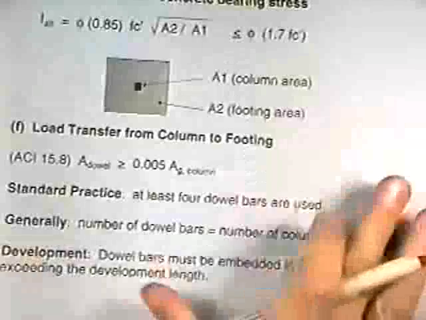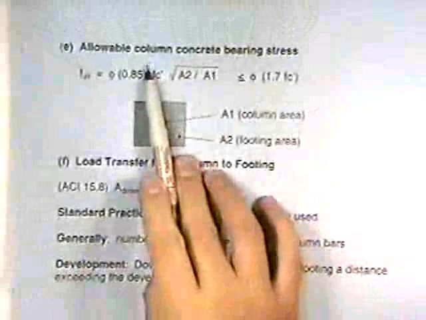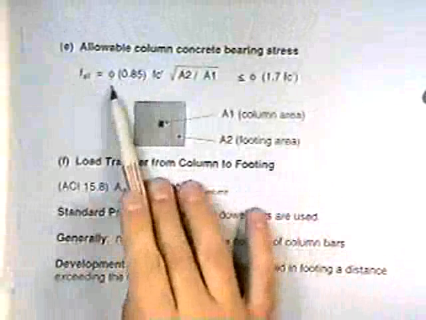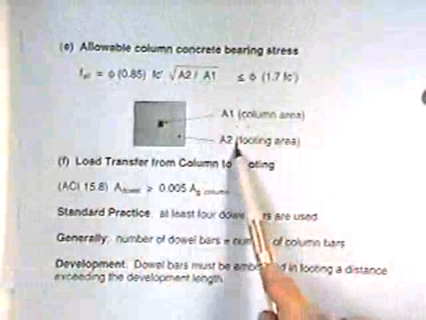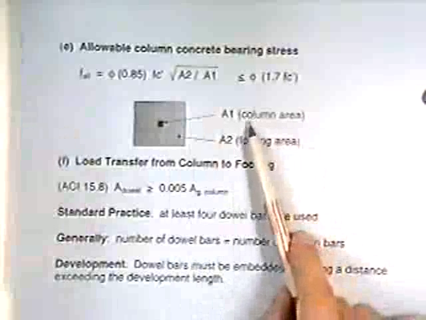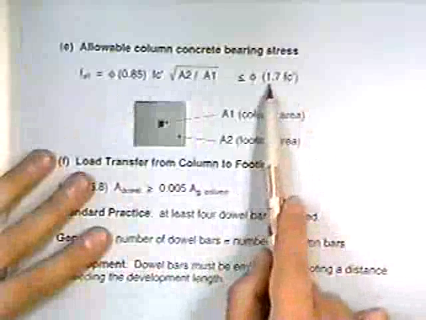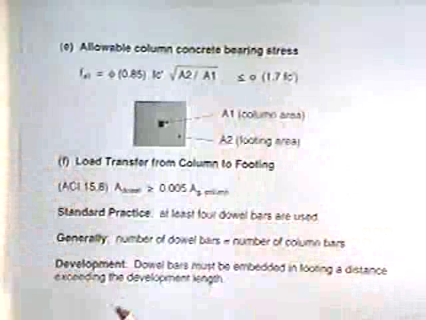Now, there are other things you have to check. Number one is the concrete bearing stress. This is the bearing stress on the column itself due to the axial load. The allowable stress is 0.85 f'c times phi times the root of A2 divided by A1, where A2 is the area of the footing and A1 is the area of the column. This number must also be less than phi times 1.7 f'c, so whichever one governs.